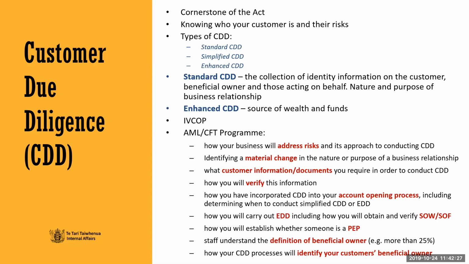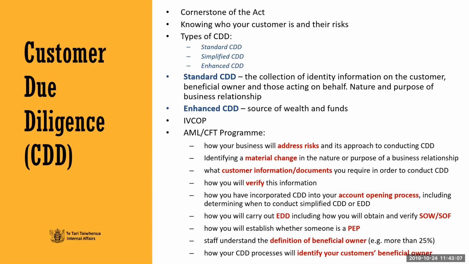Identifying a material change in the nature and or purpose of a business relationship. So if you have existing customers who you provided services to before your business was captured under the Act, you only need to conduct CDD on them if there's been a material change in the nature and purpose of the business relationship and you have insufficient information about them. Your program should outline what material change looks like for your business. Material change isn't defined in the Act, however, we consider it to mean an event, activity, or situation that you identify that could change the level of risk you may encounter.